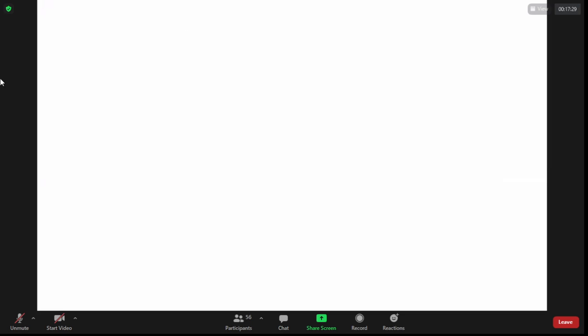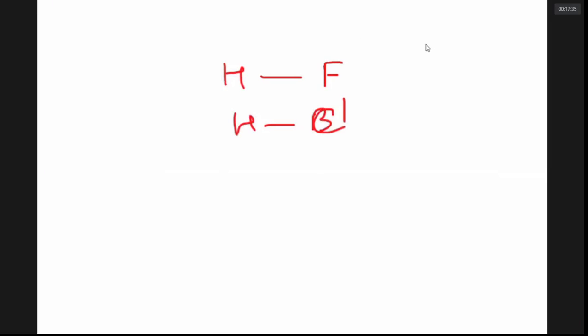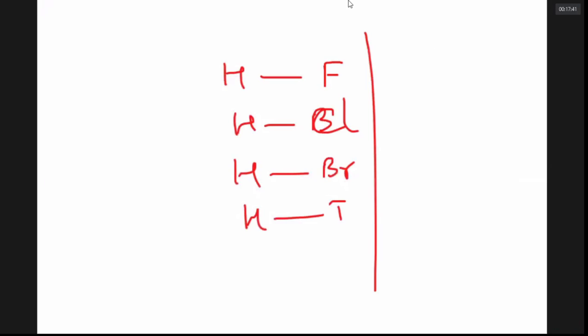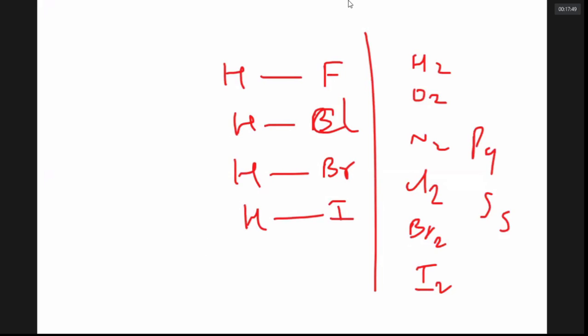So there is a thing called dipole moment for polar covalent bonds. The dipole moment in HF is supposed to be more than that of HCl, which is supposed to be more than that of HBr, which is more than that of H2. H2, O2, N2, Cl2, Br2, I2, P4, S8, all these molecules are supposed to have zero dipole moment.